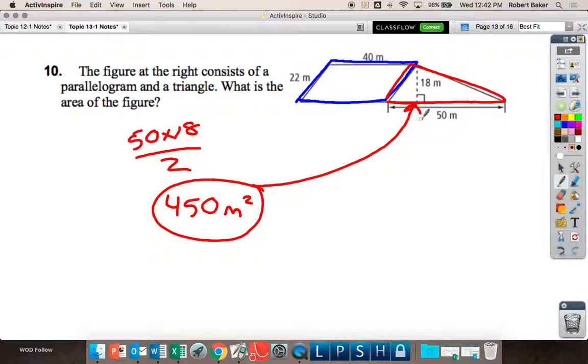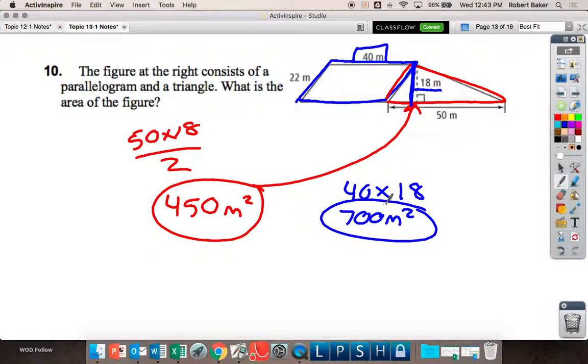Now we have to find the area of the parallelogram. How are we doing that? Base times height. Which base? 40. Okay, so 40 is the base, aka the top. Base times height. 22. Huh? No. How tall is it between bases? Oh, 18. So it's 40 times 18. It's the distance between bases, or 18. It's never the slanted height. So that's 720? 720 puppies? Meters squared.